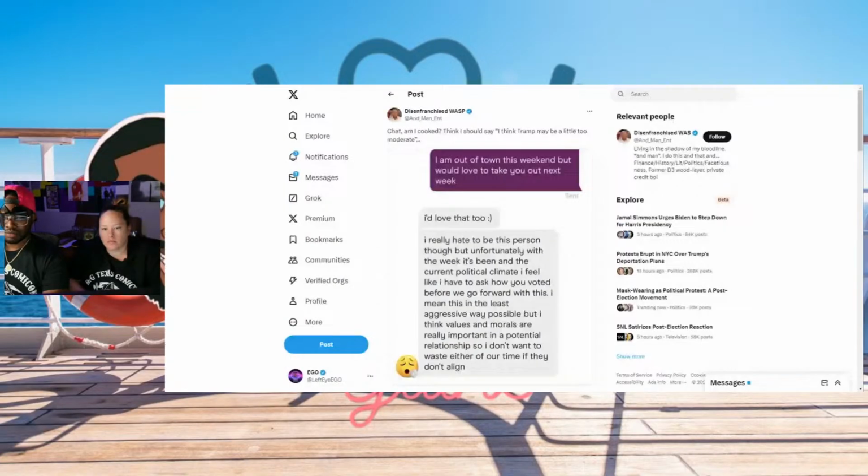So this guy actually posted this. I'm glad he brought that up because I was going to post this one. So it's starting now at this point. And actually, I got this in 2016, but I was actually on the date. So this guy says, chat, am I cooked? I think I could say Trump maybe a little too moderate.